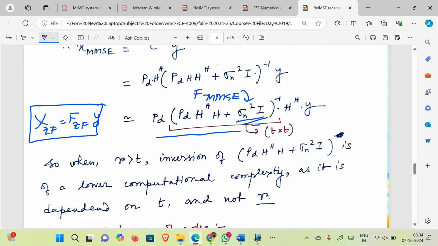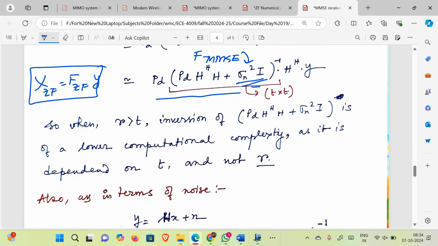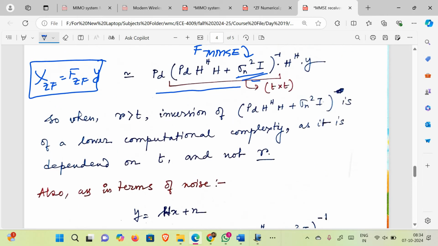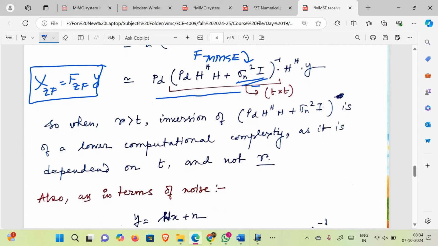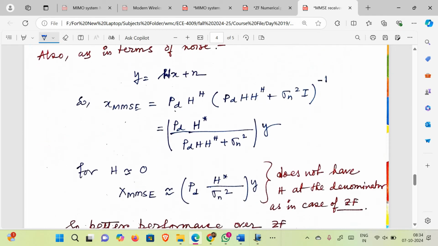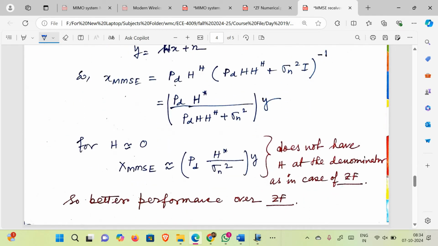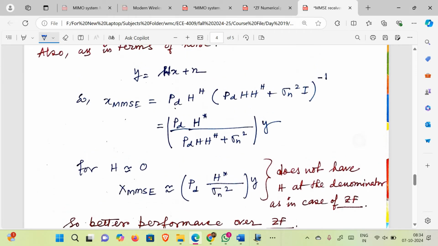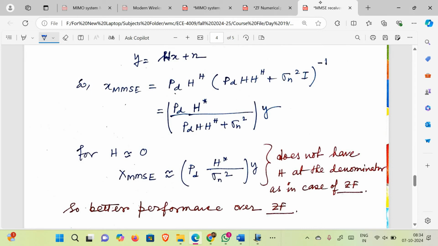Now interestingly, this is the final outcome. In terms of noise, if I go on substituting that equation once again, inverse and everything, and in the same manner when h is tending to 0, what will happen is that if I recalibrate the equation a little bit, we don't have any such denominator term in the final expression.